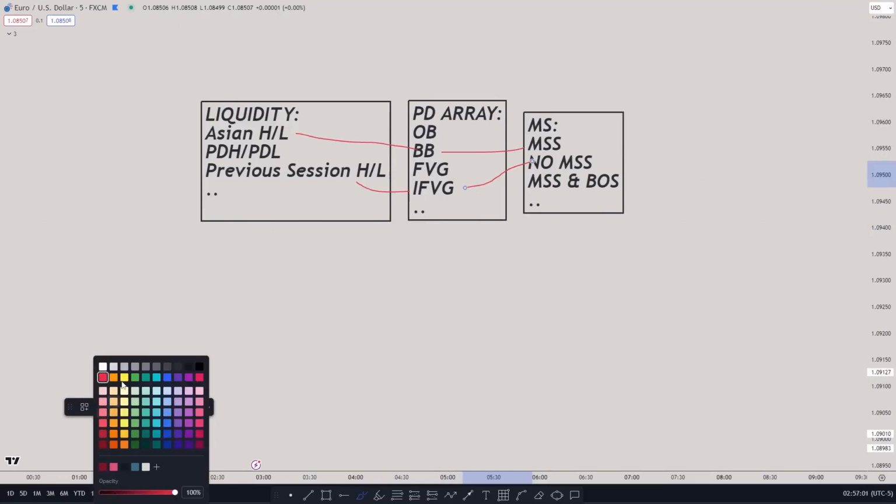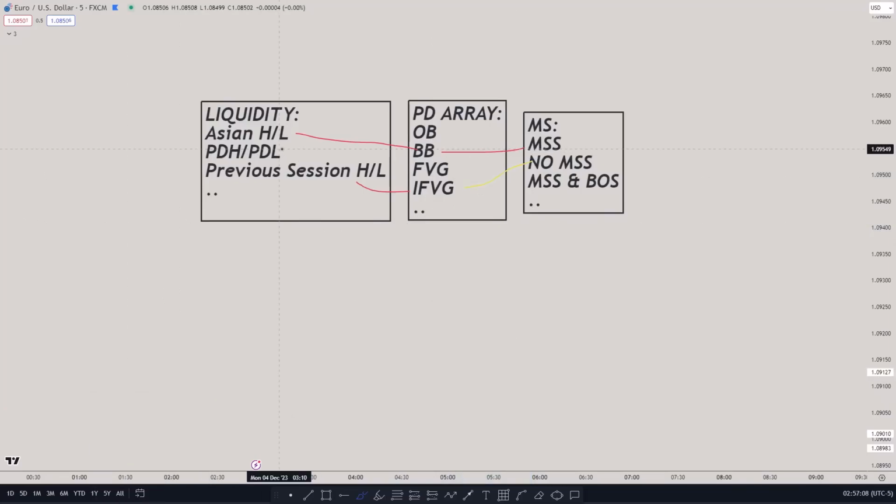Now, if I put it in another color, I can do previous day high and previous day low with an inverse fair value gap, and then inverse fair value gap with no market structure shift. You see, we can create multiple combinations in here, a lot of combinations, and especially if we bring more PD arrays and more types of liquidity, there's going to be almost an infinite number of combinations right here. But all of this should be combined with the higher time frame point of interest and the higher time frame bias. That's all for today's video.